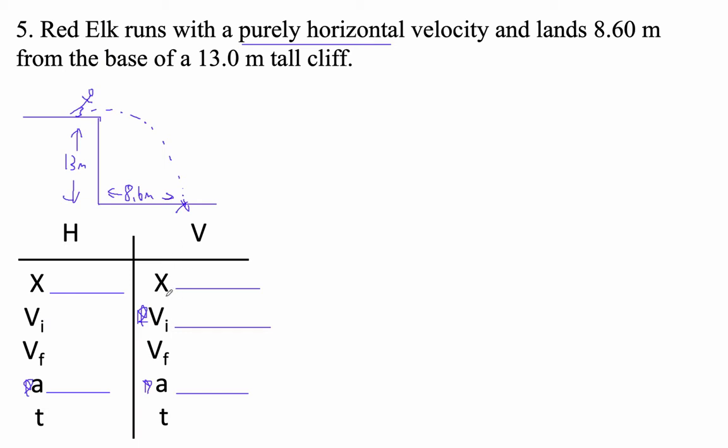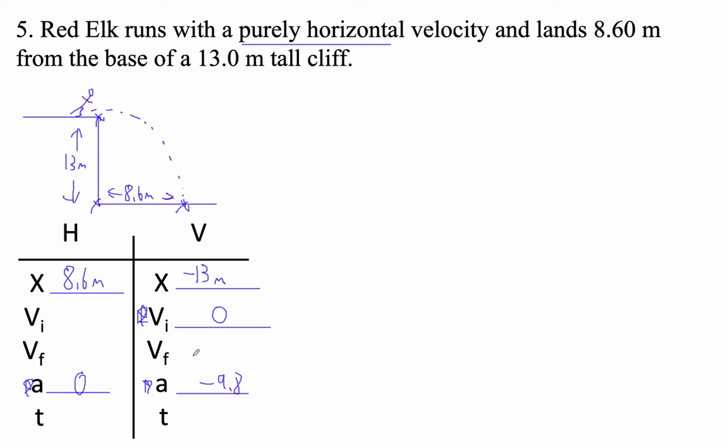I'm going to pause here. I'm pausing, that's why I'm not moving the pen. All right, here we go. So this is 0 and negative 9.8. This is 0 because it's a purely horizontal velocity. And then the cliff is 13 meters tall, so you're going to go down 13 meters. And then this distance is 8.6 meters. So those are the things we know.